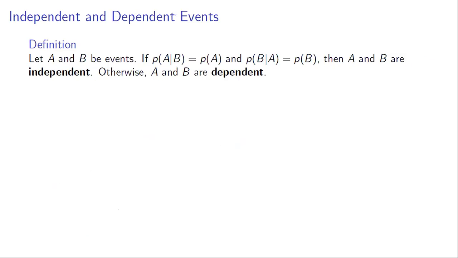Okay, so this is the idea of dependent and independent events. Let A and B be events. If the probability of A given B is equal to the probability of A, and the probability of B given A is equal to the probability of B, then we say that A and B are independent, meaning the fact that one occurs has no effect on the other occurring. Otherwise, A and B are called dependent, meaning one depends somewhat on the other.